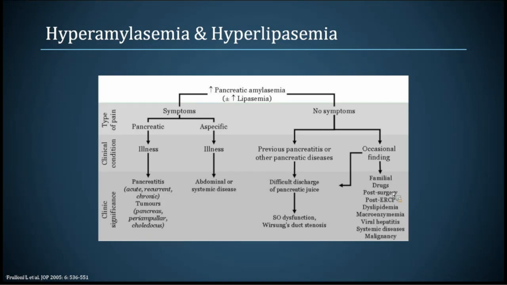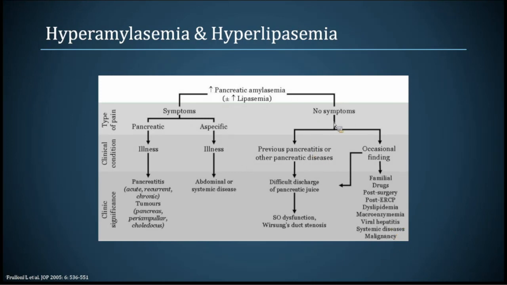Maybe it's something familial in the way that their enzyme levels are. Certain medications can cause elevated levels of lipase and amylase. If a patient has had an ERCP, that will always cause an elevated amylase and lipase for at least 24 to 48 hours. That's not pancreatitis. There are macroamylasemias that can cause elevated levels, and even just systemic diseases may cause it.